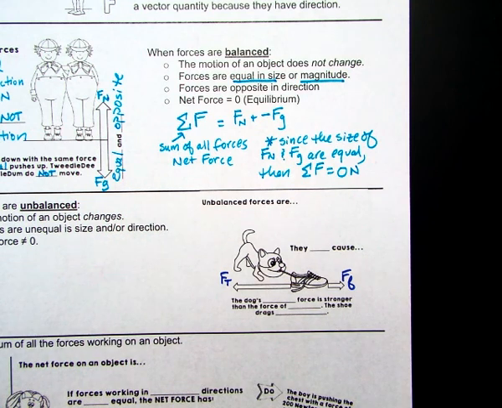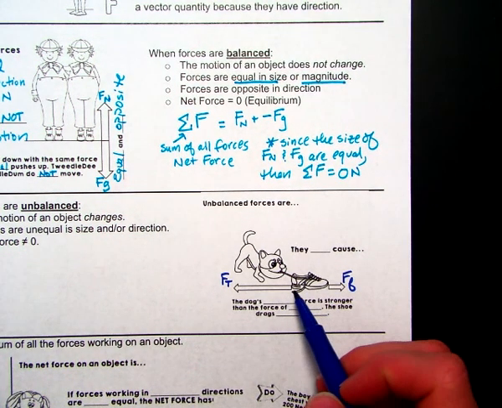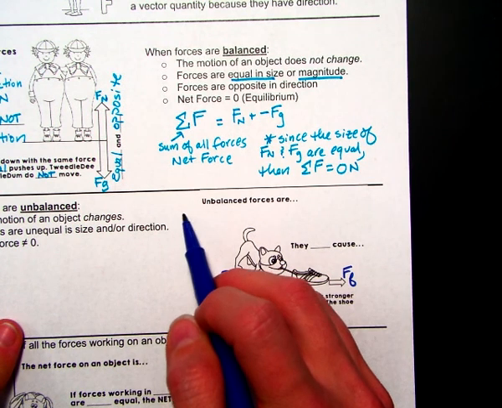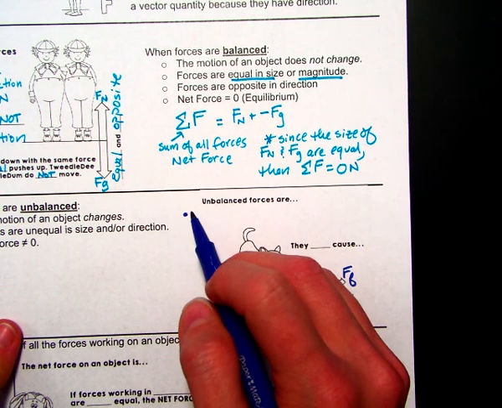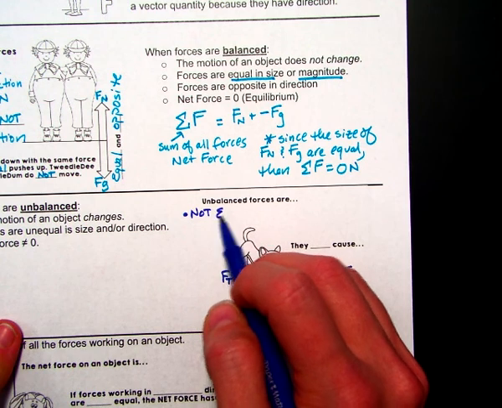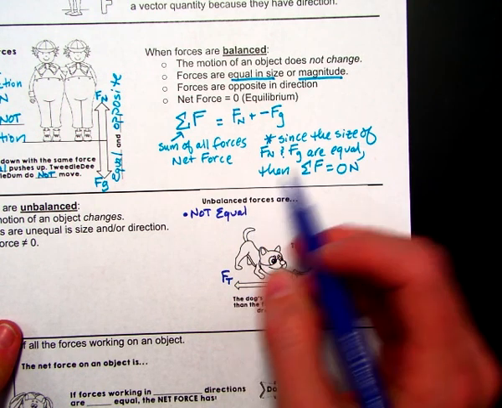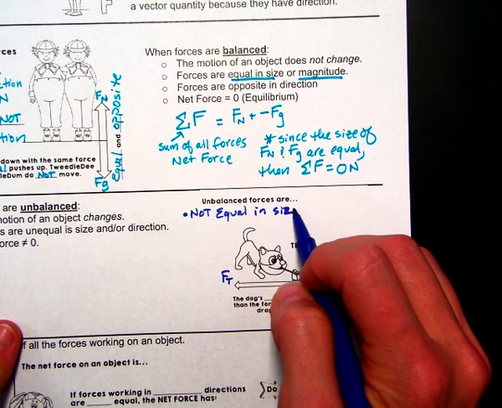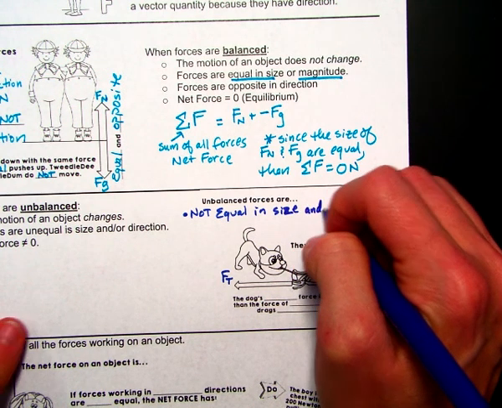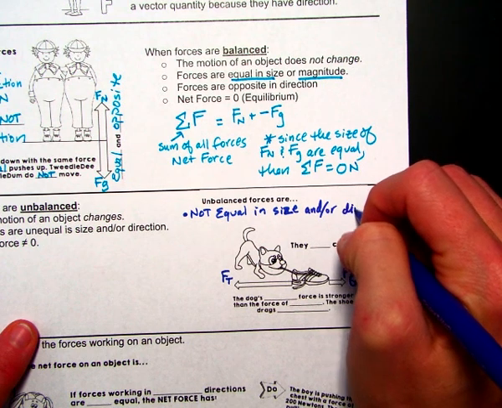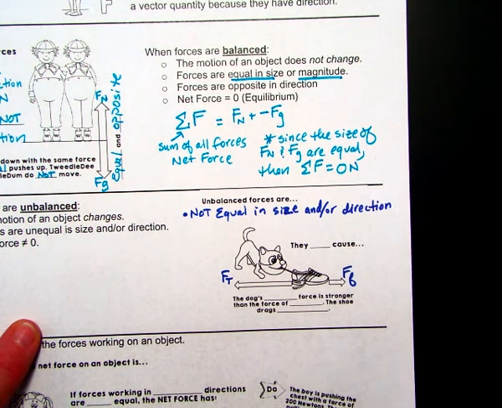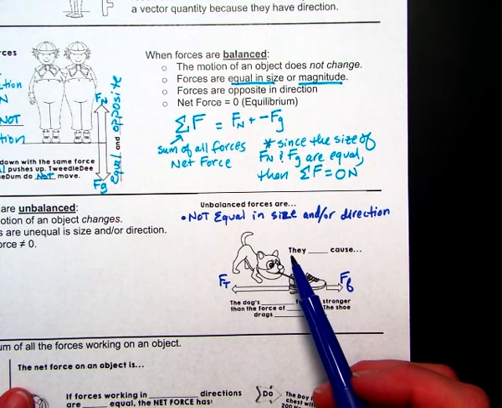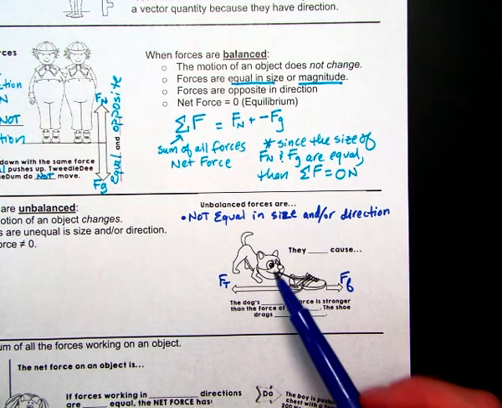So what'll happen is unbalanced forces will occur when they are not equal in size and or direction. Now I say and or direction because maybe you only have one force, right?